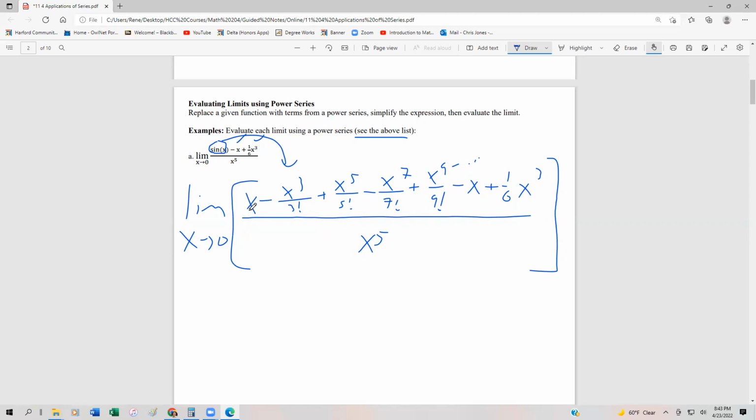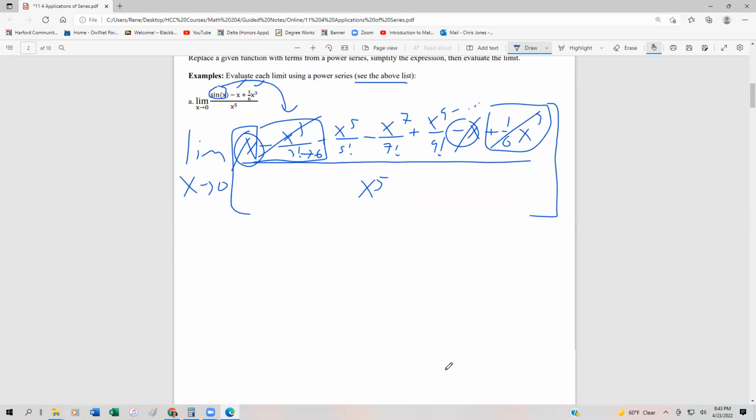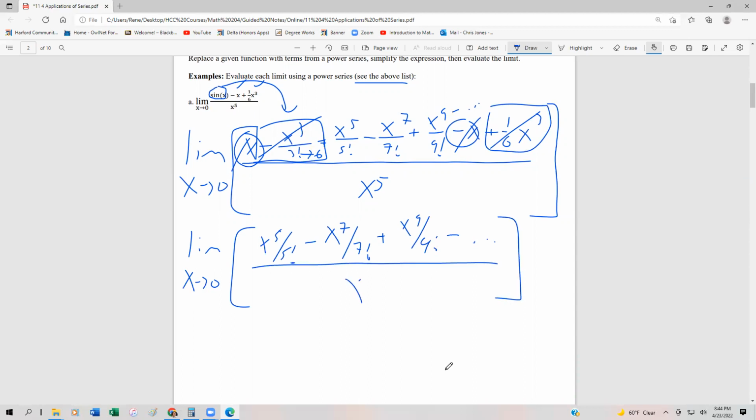Now, we're first going to simplify by noticing that we have an x and a negative x, so they cancel out. 3 factorial we know is 6, so we have a negative x cubed divided by 6 and a positive x cubed divided by 6. Those cancel out. So what we're really left with is the limit as x approaches 0 of x to the 5th over 5 factorial minus x to the 7th over 7 factorial plus x to the 9th over 9 factorial, and that just keeps on going forever, and then divided by x to the 5th.